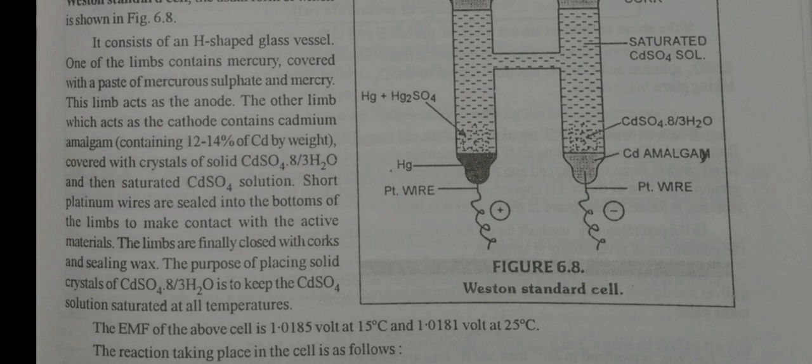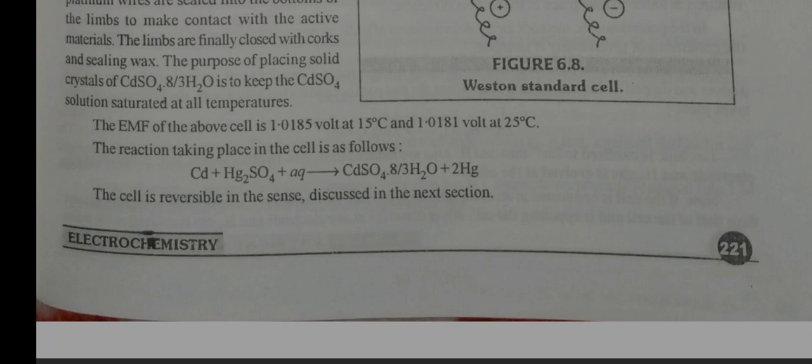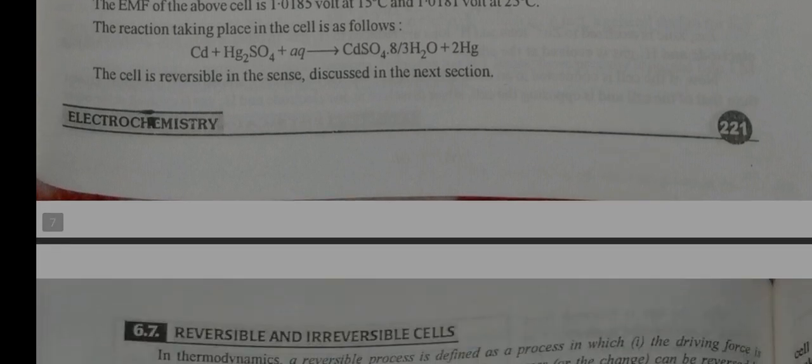The purpose of placing solid crystals of cadmium sulfate into 8 by 3 moles of water is to keep the cadmium sulfate solution saturated at all temperatures. The EMF of the above cell is 1.0185 volt at 15 degrees Celsius and 1.0181 volt at 25 degrees Celsius. The reaction taking place in the cell is as follows. Cadmium plus mercurous sulfate plus aqueous gives cadmium sulfate into 8 by 3 moles of water plus 2 moles of mercury. The cell is reversible in the sense discussed in the next section.